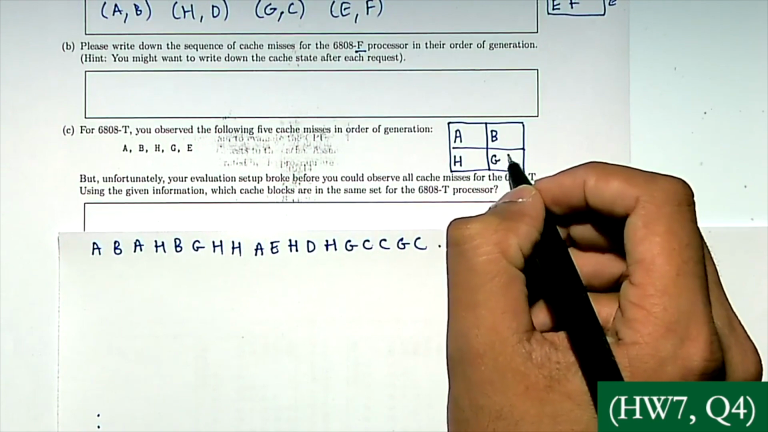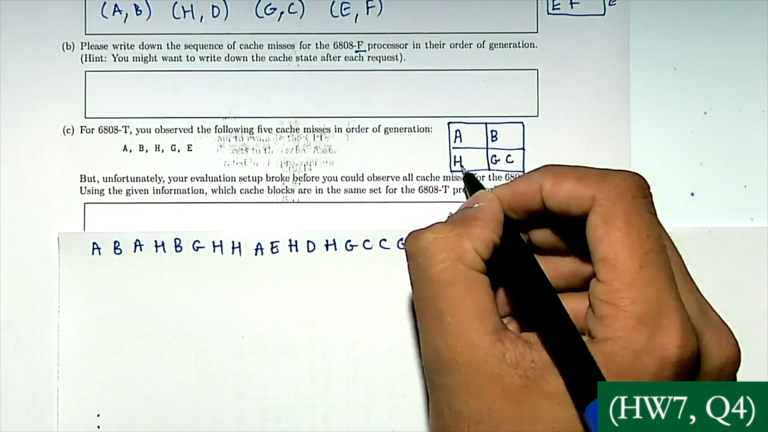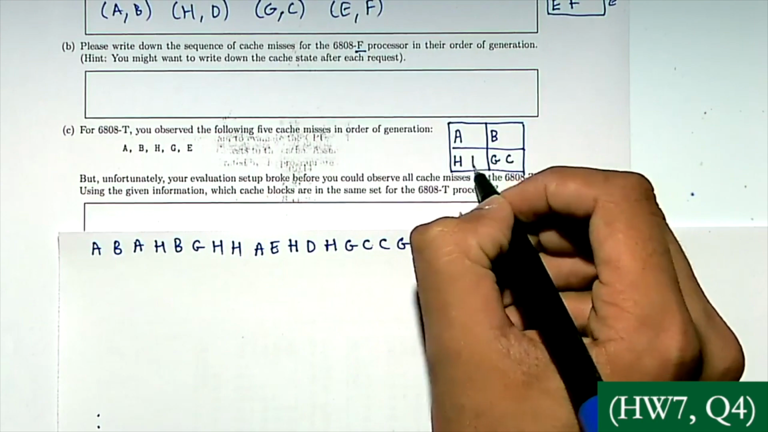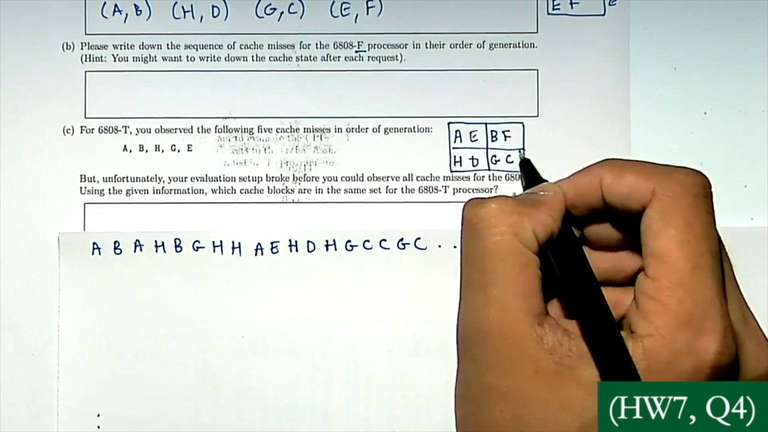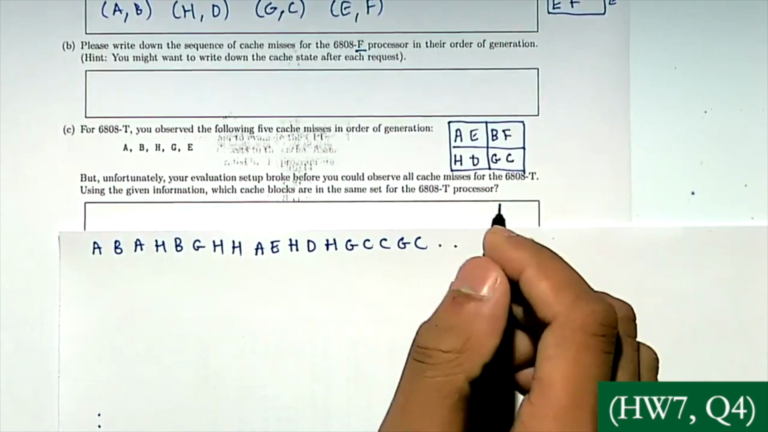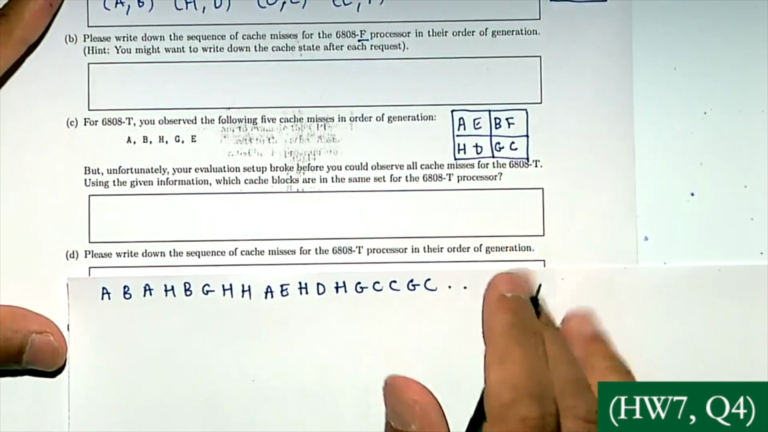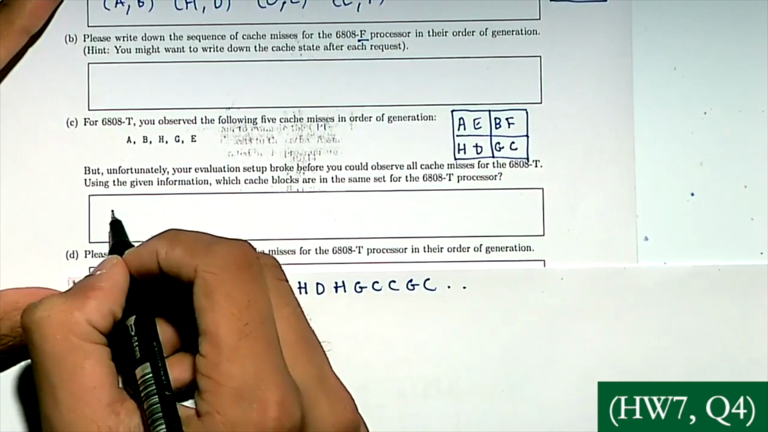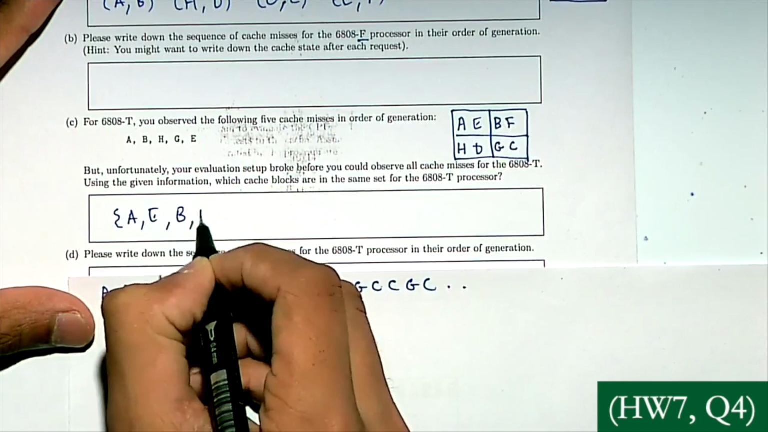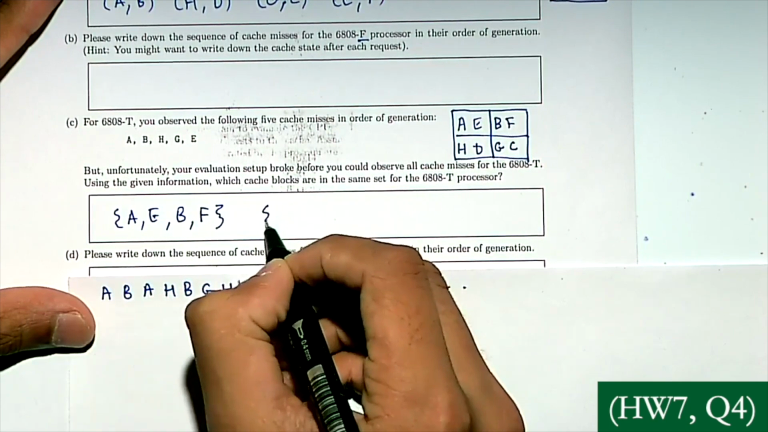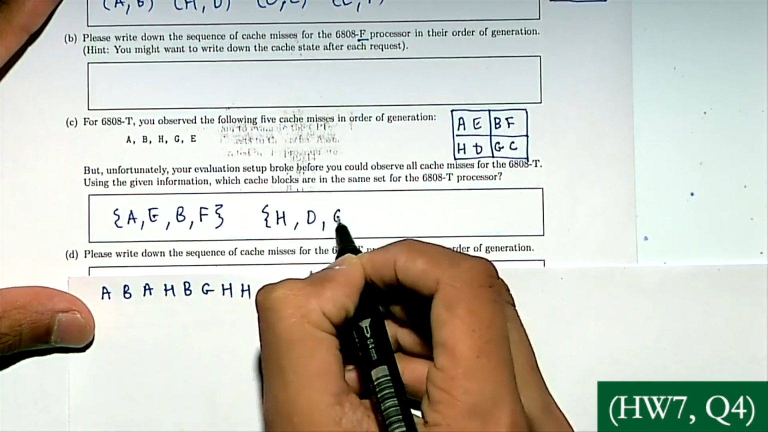And so that means C is also here. And H is paired with D, so D also maps to this set. And then the only pairing left is E and F, which have to go here. So that basically gives us our different sets here. So we know the cache blocks that map to these sets are then A, E, B, F, and then H, D, G, C.